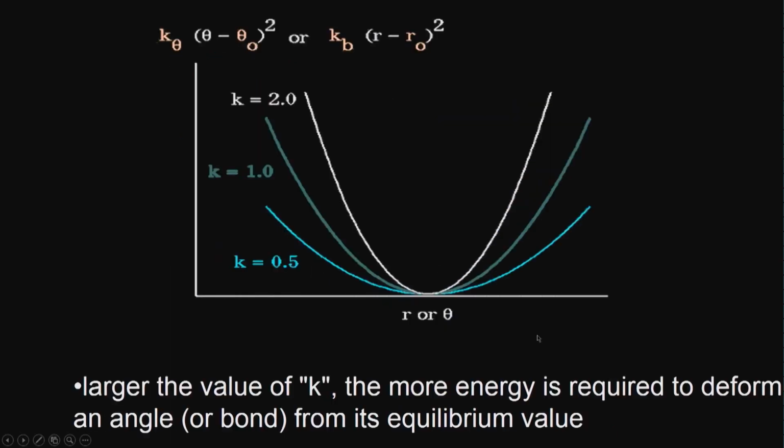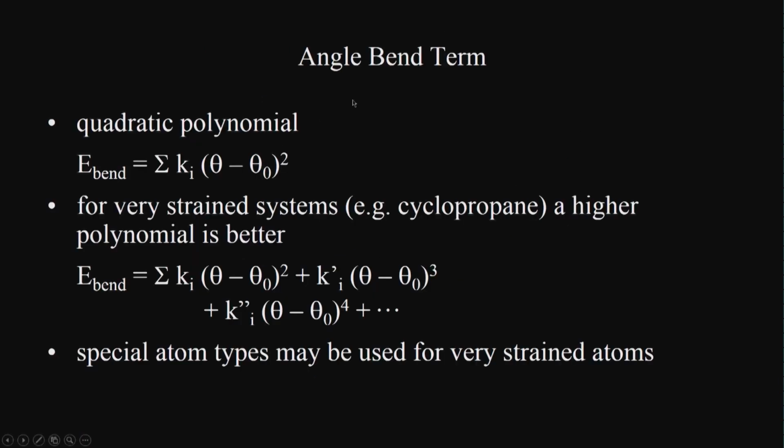This is the optimum. You could also change the k, so you may have a shallow looking quadratic term like this or like this. Okay. So, you can have different types of quadratic. The larger the value of k, the more energy is required to deform an angle from its equilibrium, because the energy becomes very high, whereas with this type of shallow looking curve you do not need very high energy to deform from its theta naught. Angle bend term, again, this is the quadratic form.